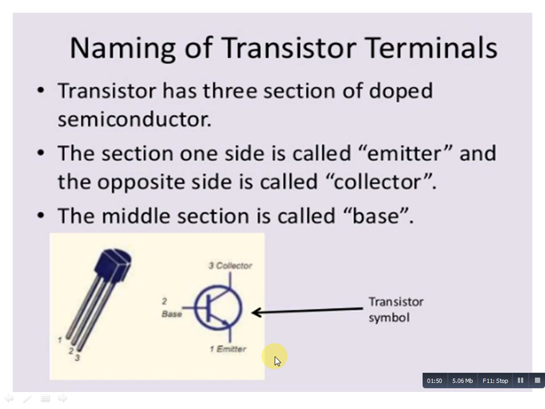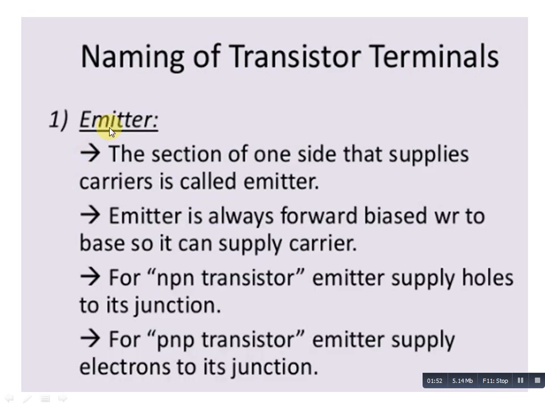Function of the emitter: the section on one side that supplies carriers is called the emitter. The emitter is always forward biased with respect to the base, so it can supply carriers. It is a very important point.